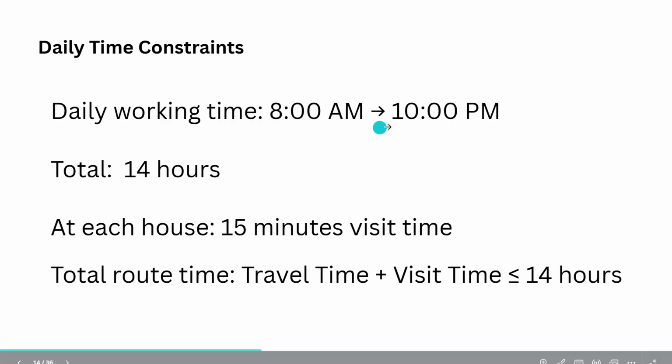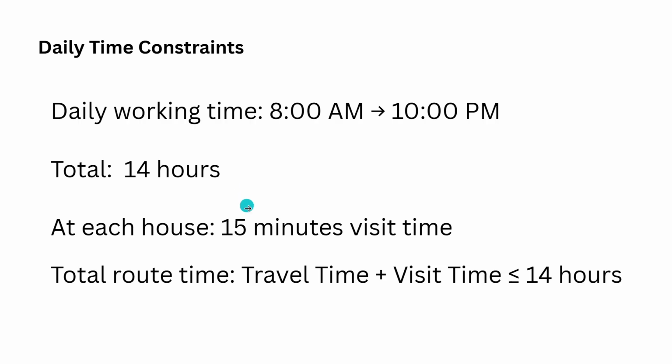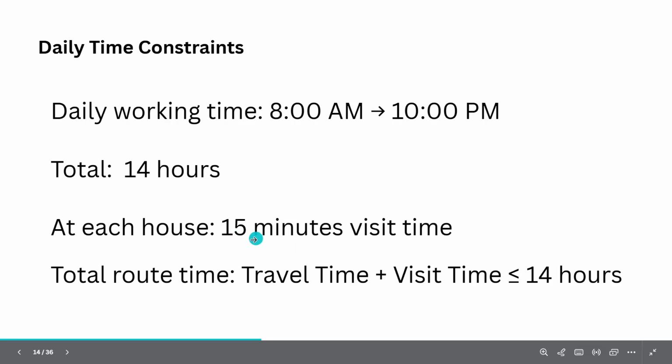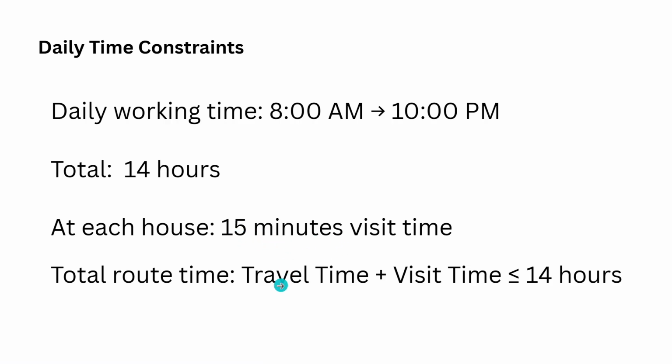So daily working time is 8 a.m. to 10 p.m., total 14 hours. At each house I spend 15 minutes. So for the total route time I should also take into account the 15 minutes I spend at each house. So travel time plus visit time should be less than or equal to 14 hours.